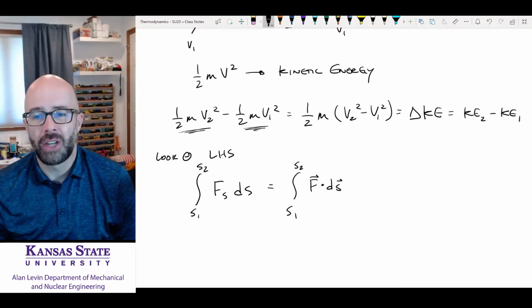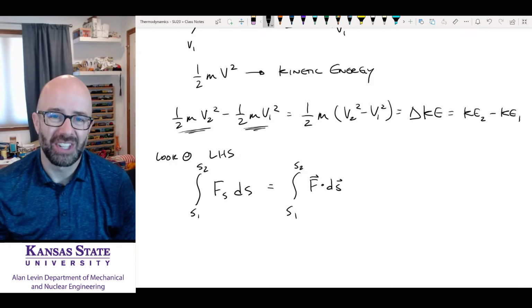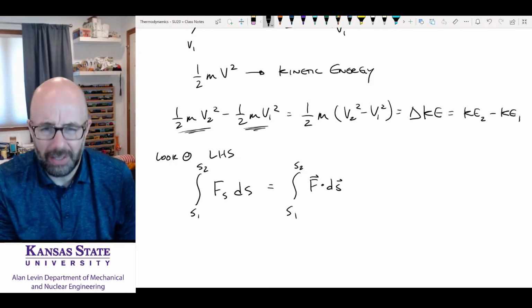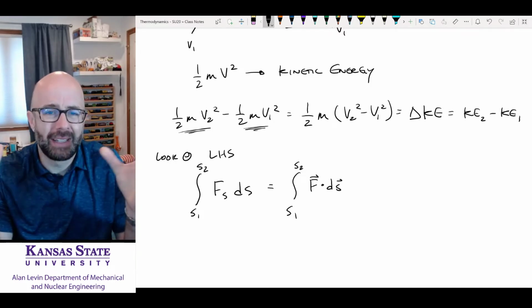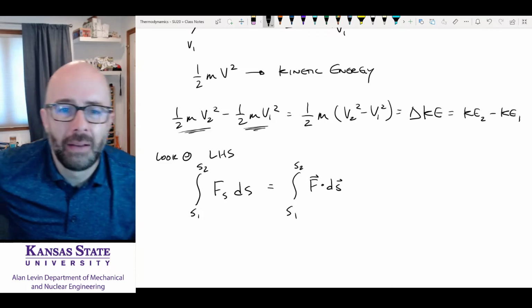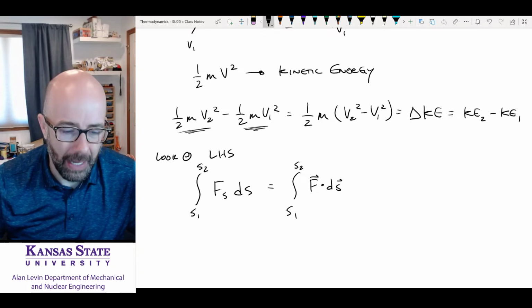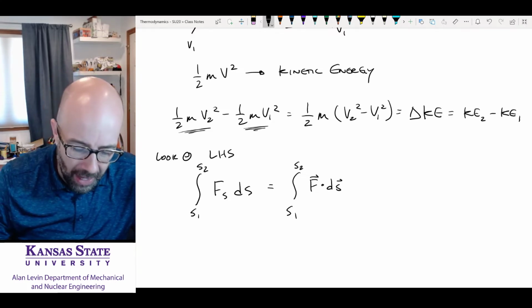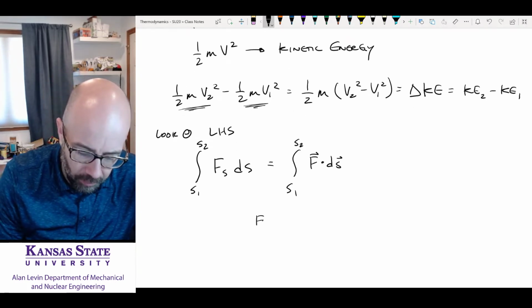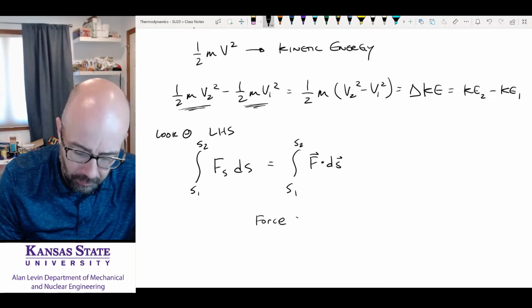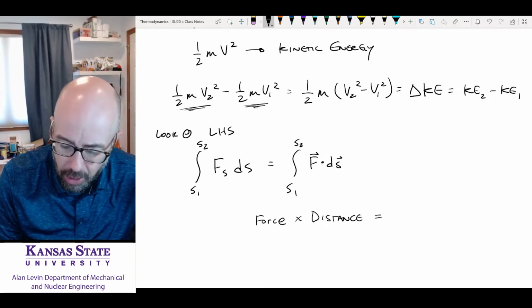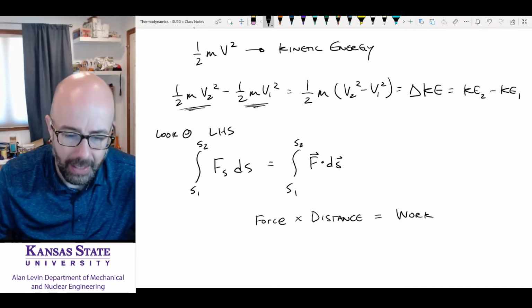And if you remember, the dot product between two vectors is a scalar. I'm showing it in different forms, so maybe one of these two ways might be the preferred way for you to look at it. And we know that force times distance is equal to something called work. We looked at that in dynamics.